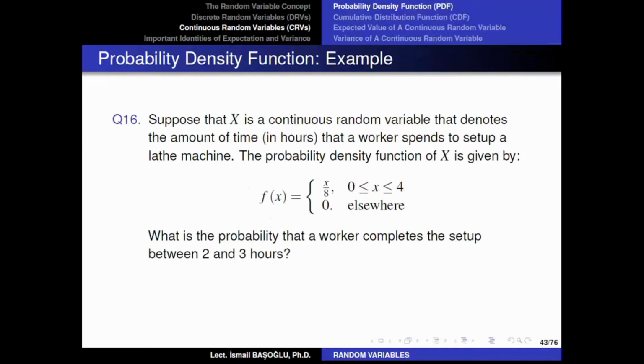So let's move forward. It says, suppose x is a continuous random variable that denotes the amount of time in hours that a worker spends to set up a lathe machine. Okay, a lathe machine helps for shaping steel products.